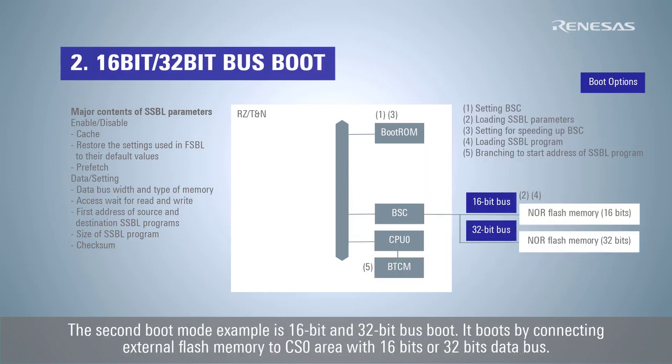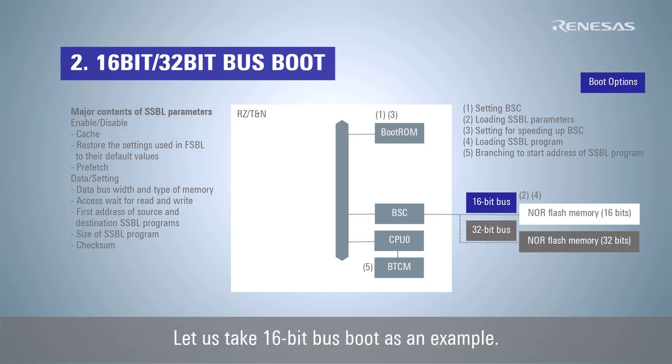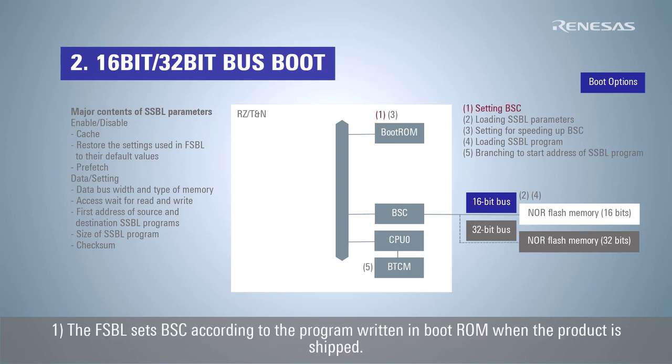The second boot mode example is 16-bit and 32-bit bus boot. It boots by connecting external flash memory to CS0 area, with 16 bits or 32 bits data bus. Let us take 16-bit bus boot as an example. 1. The FSBL sets BSC according to the program written in boot ROM when the product is shipped.